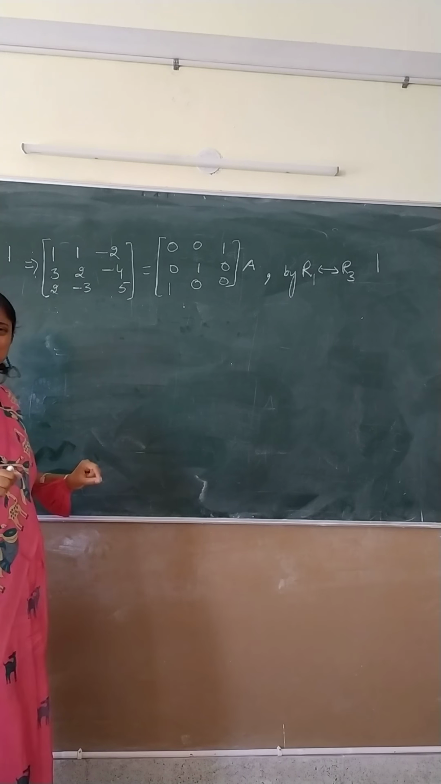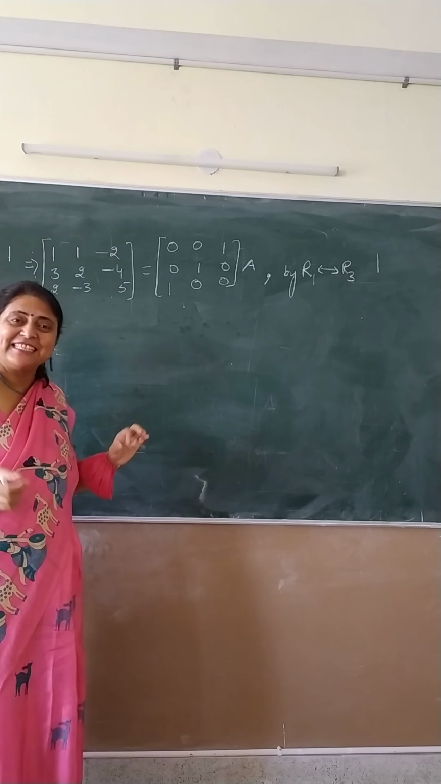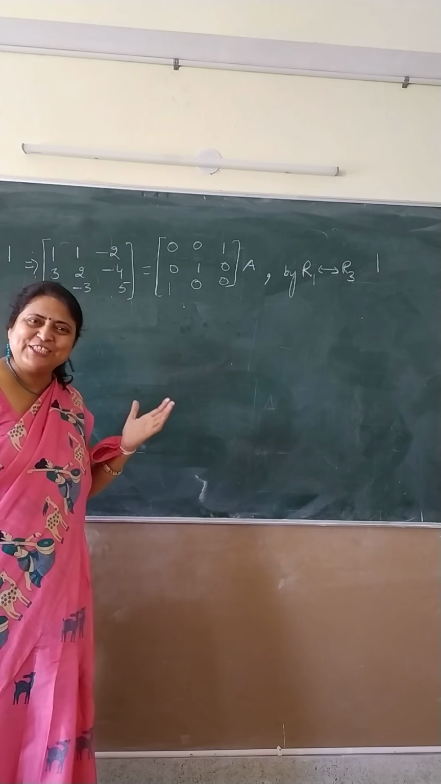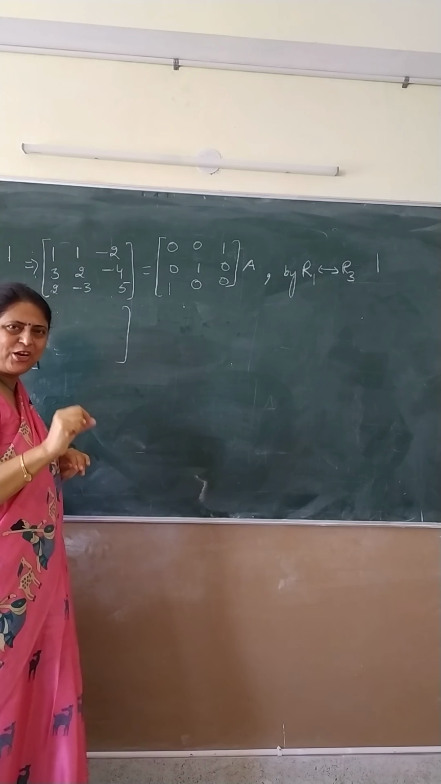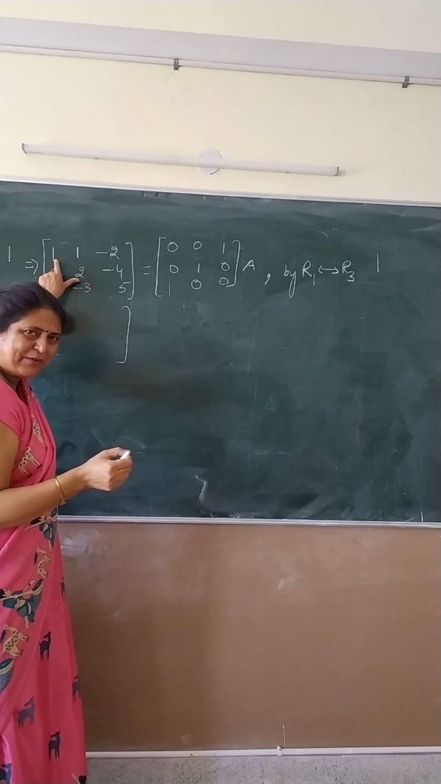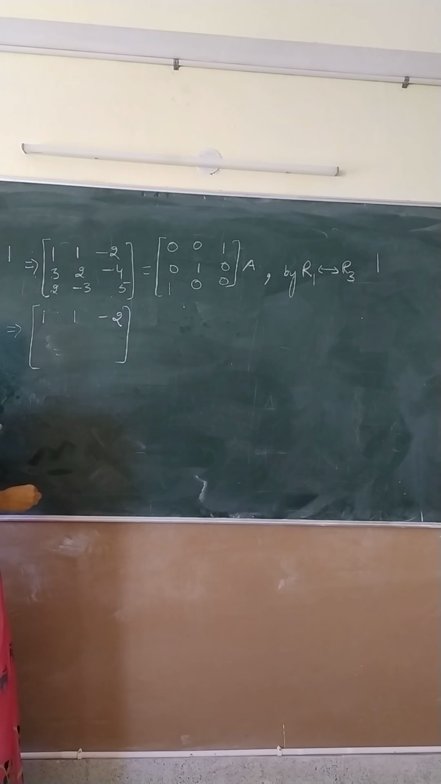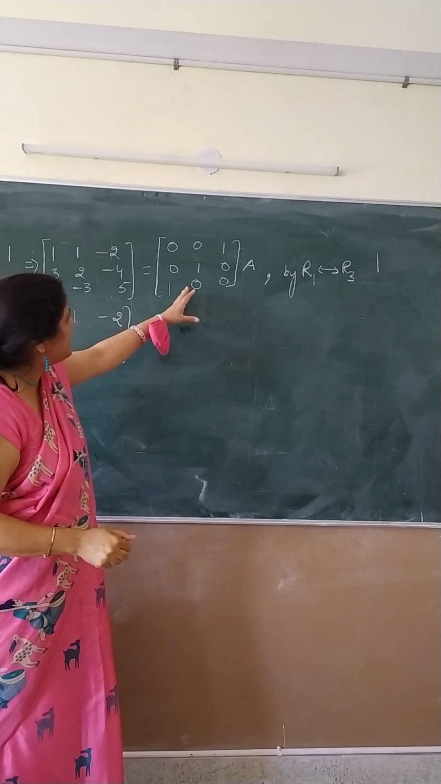Now, after this, what you have to do? You have to make these entries 0. How will you make? Now apply the operation. Which operation? You have to make this 0 and this 0. Now how will you make? You have to do R2 minus 2R1, R3 minus 3R1. Now this will be 1, minus 2. Clear? Same operation you have to apply over here.